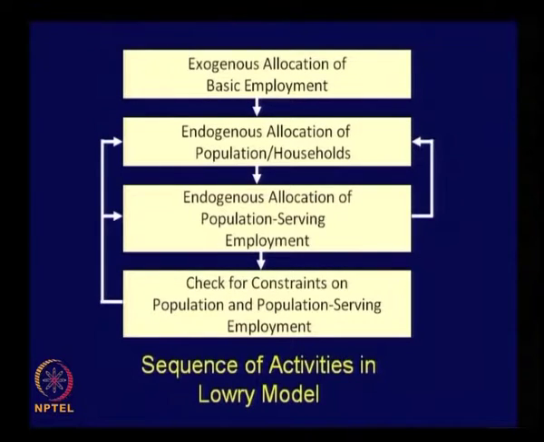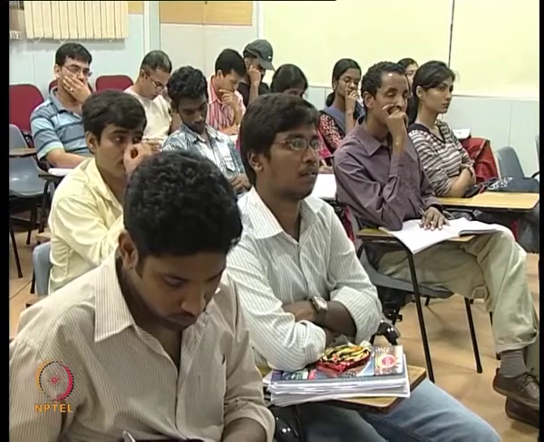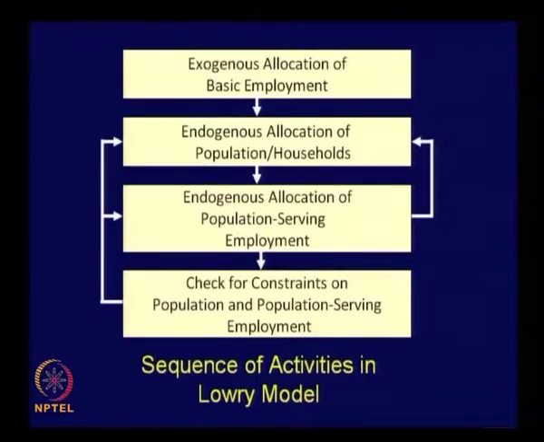Then endogenous allocation of population slash households. You can treat allocation in terms of population or in terms of household, it is left to us. Mostly it is done in terms of households, because household is a basic unit for other purposes. So, planners prefer households to be a measure for distribution of population using Lowry's model, right. This is done using the model.